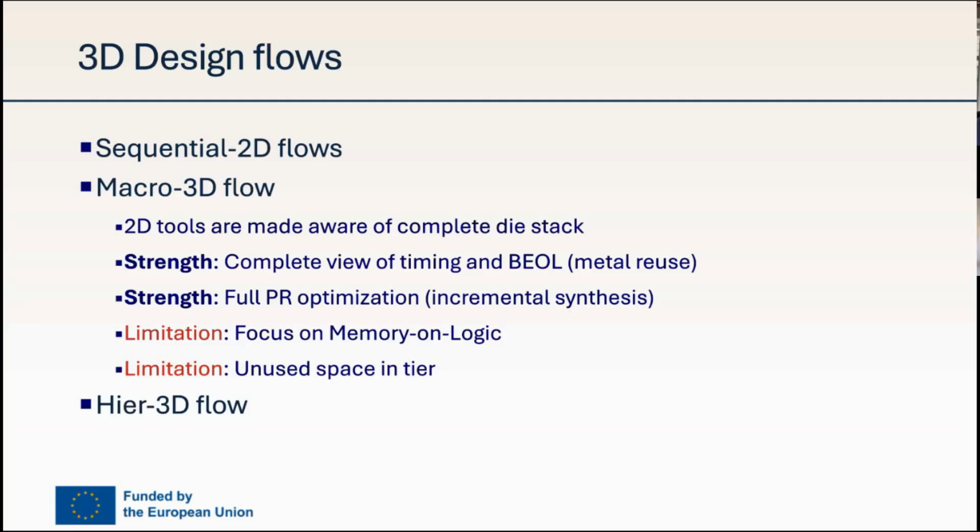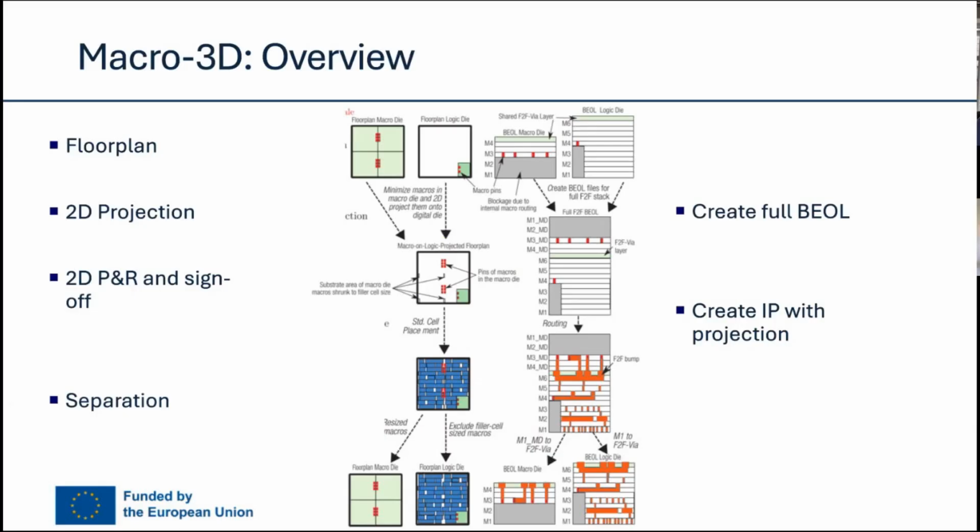Our solution for that is the hierarchical 3D flow. In order to understand hierarchical 3D, it will be worthwhile to first have a look at the Macro 3D overview. Here you have, in a short slide, the key idea of Macro 3D. On the right side, you see the elements that we need to execute this, in terms of the creation of a full back end of line and the creation of IPs. On the left side, you can see the steps.